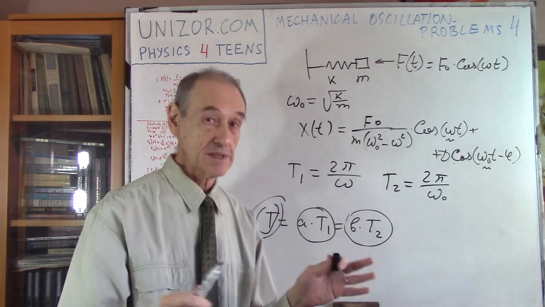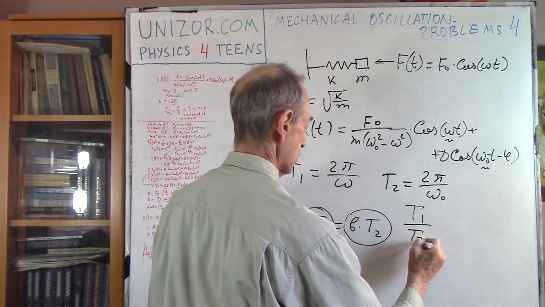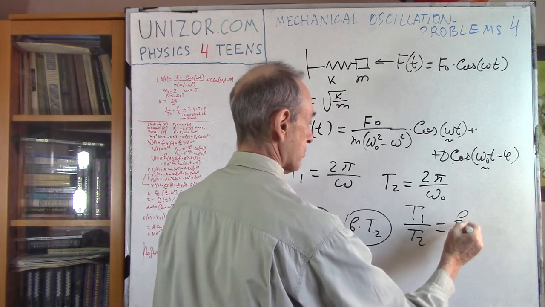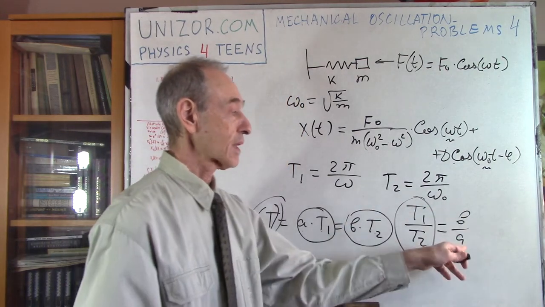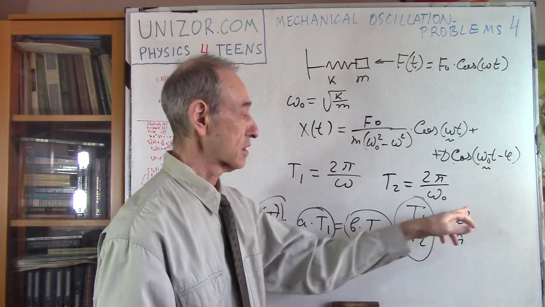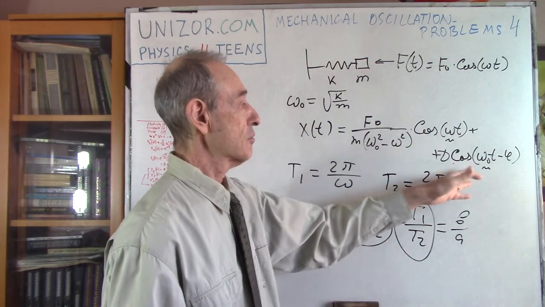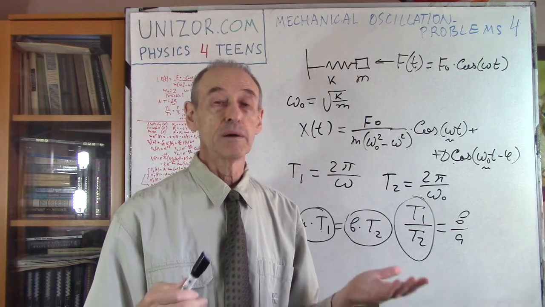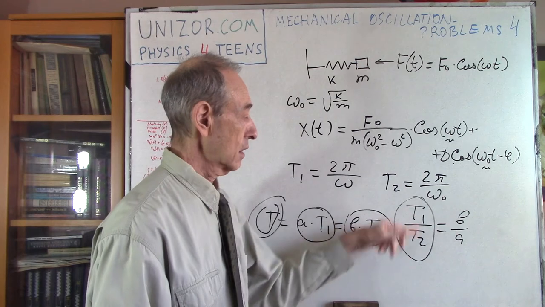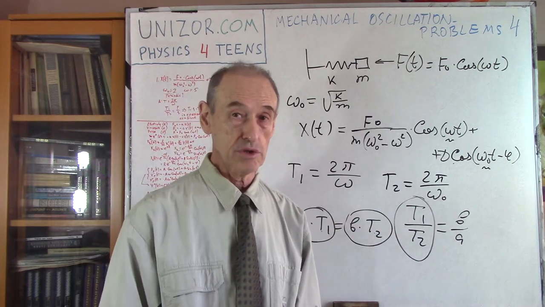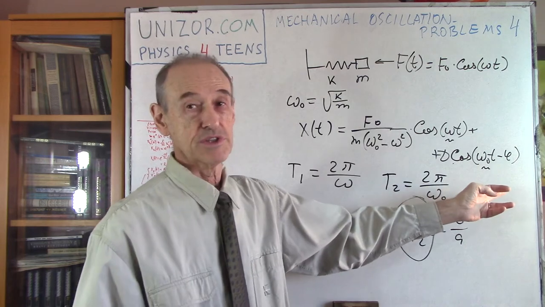Well, this is not always possible, because if you convert this, it will be t1 divided by t2 is equal to b over a, where b and a are integer numbers, which means this ratio is supposed to be a rational number, the result of dividing an integer by an integer. If it's an irrational number, which is possible, because omega and omega zero are completely independent angular speeds, their ratio is not necessarily a rational number. It can be irrational. For instance, this can be pi, and this can be 27.